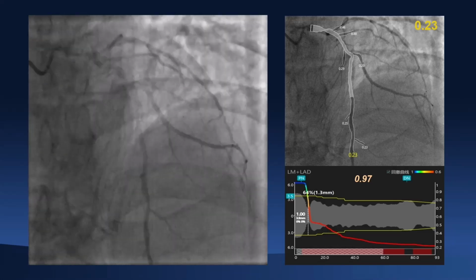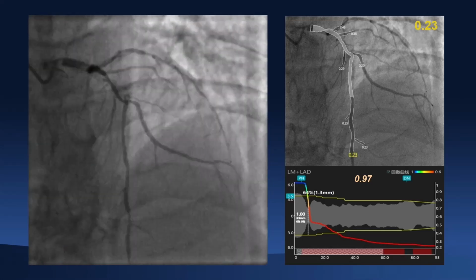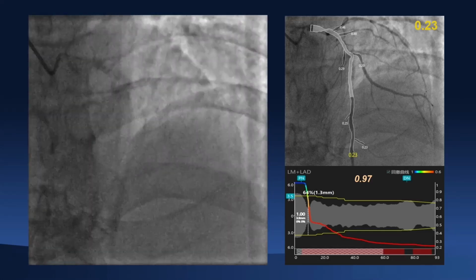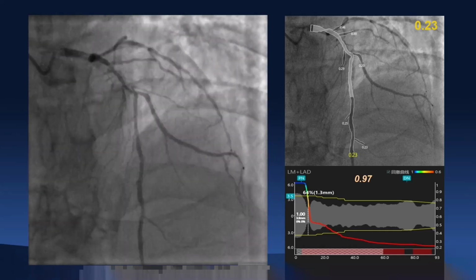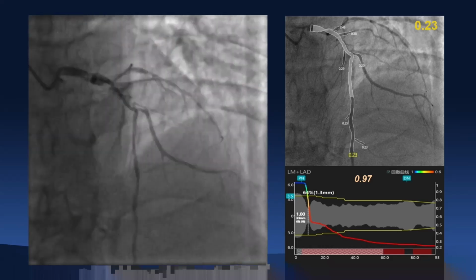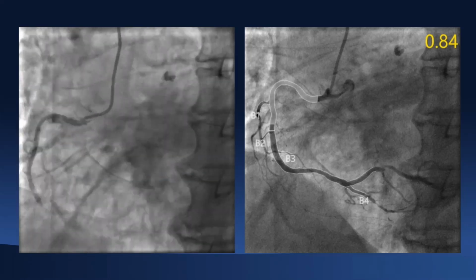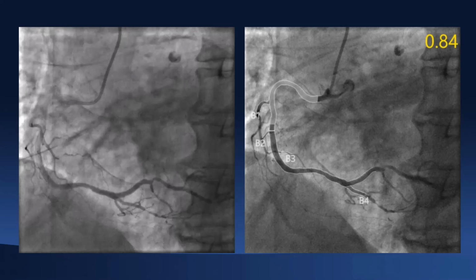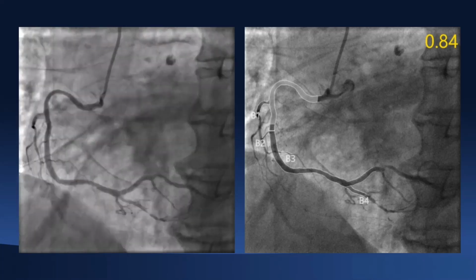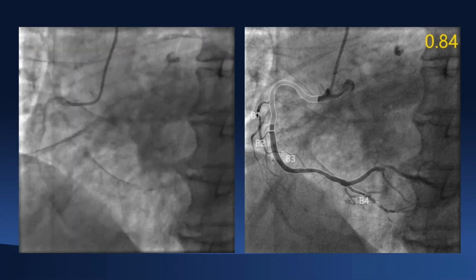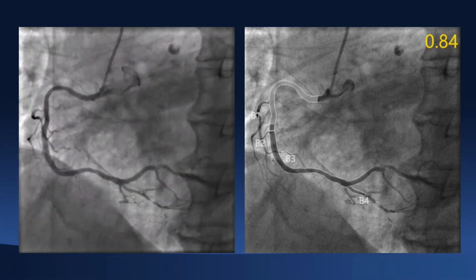We evaluated the flow function, and you can see the QFR value is 0.23 before stenting, and after stenting the QFR value increased to 0.97. This is the right coronary artery angiography, and you can see about 40% stenosis in the proximal RCA. The QFR value is 0.84, so no need to treat. That's all. Thank you.